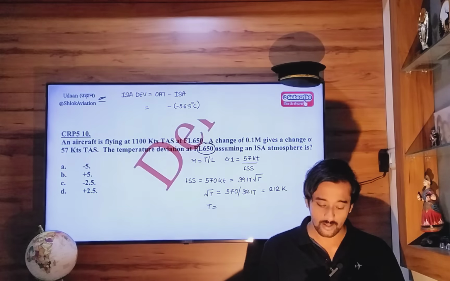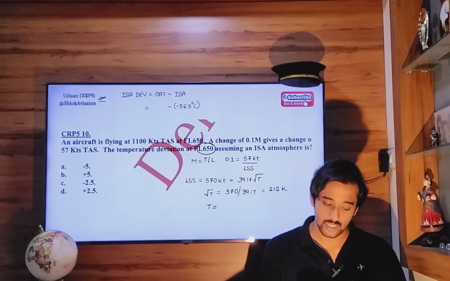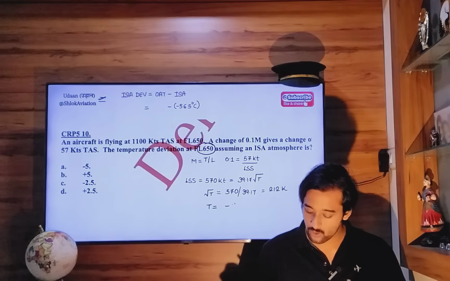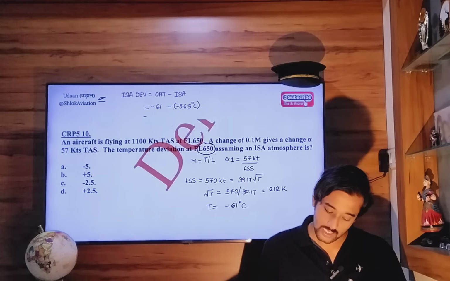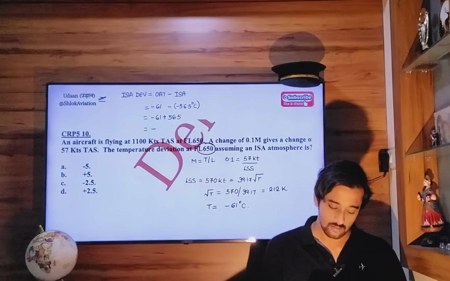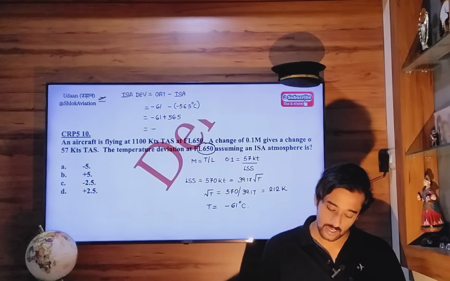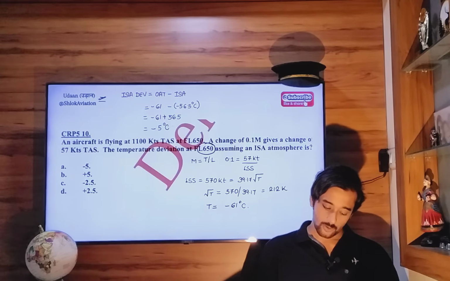Now 212 Kelvin minus 273 is minus 61 degrees Celsius. So minus 61 plus 56.5 is minus 5 degrees Celsius. So option Alpha.